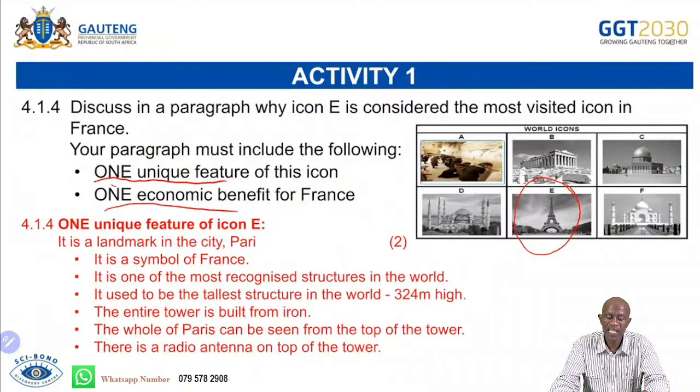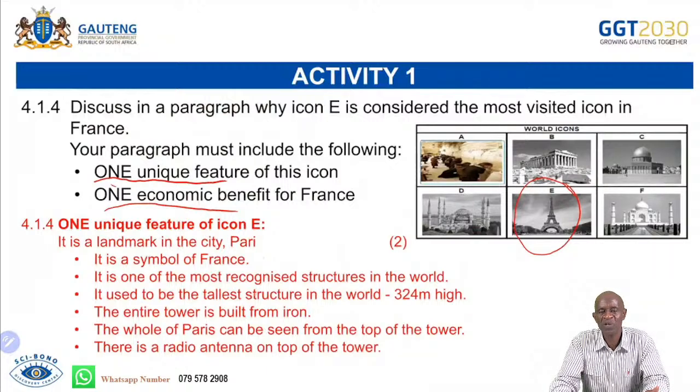One unique feature of the icon, the Eiffel Tower, is that it is a landmark in the city of Paris. It is a symbol of France. That means that whenever you see the Eiffel Tower, what crops into your mind first is the country France. So hence, we would accept an answer like this one: it is a symbol of France. So when you see it, you know for a fact it represents France.